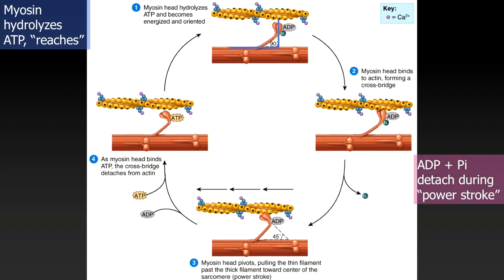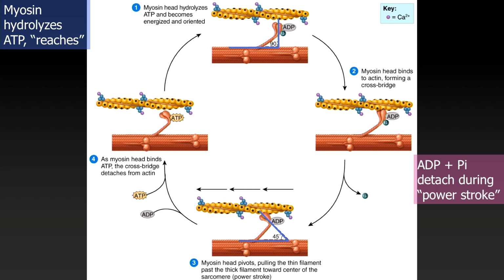The ADP and the phosphate detach. This is one of the points where the book doesn't agree. The book says phosphate comes off first. Maybe. Maybe they both come off. We're not sure. They both come off at some point. And the power stroke returns the angled myosin head to normal. It returns it back to 45 degrees. That's what characterizes the power stroke and allows the sarcomere to shorten.